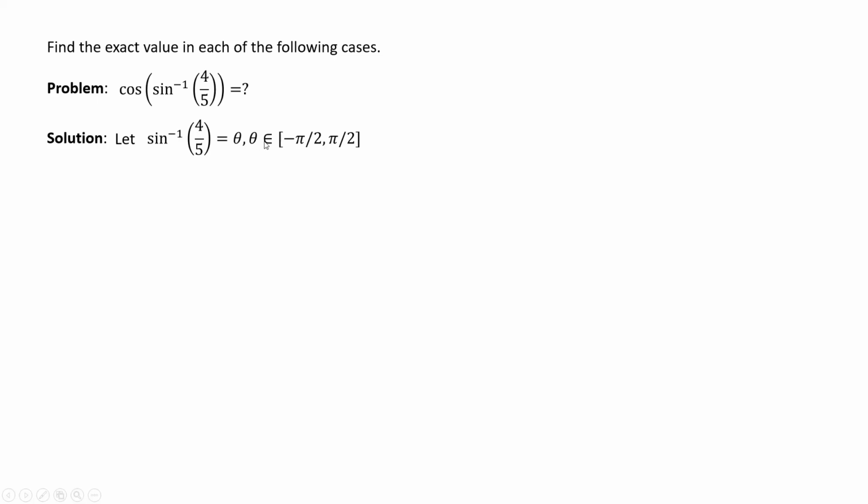Theta being in negative pi half to pi half is a fancy way of saying fourth or first quadrant, because negative pi half to 0 would be the fourth quadrant, and 0 to pi half would be the first quadrant. That is, theta is in either quadrant 4 or quadrant 1. But then, since the argument of arcsine is positive, theta is in Q1.